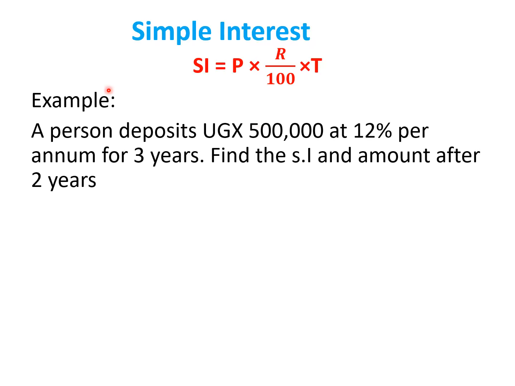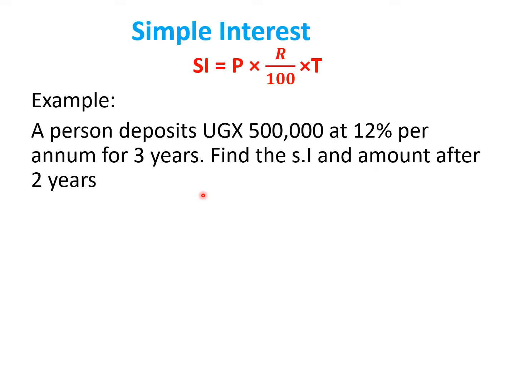Now here we have one example that says a person deposits 500,000 at 12% per annum for 3 years. Find the simple interest and amount after 2 years. So we shall come here and we say that this 500,000 is the one that is going to generate interest, so it works as our principal. And then 12% is the same as 12 out of 100, and then time is 3 years.